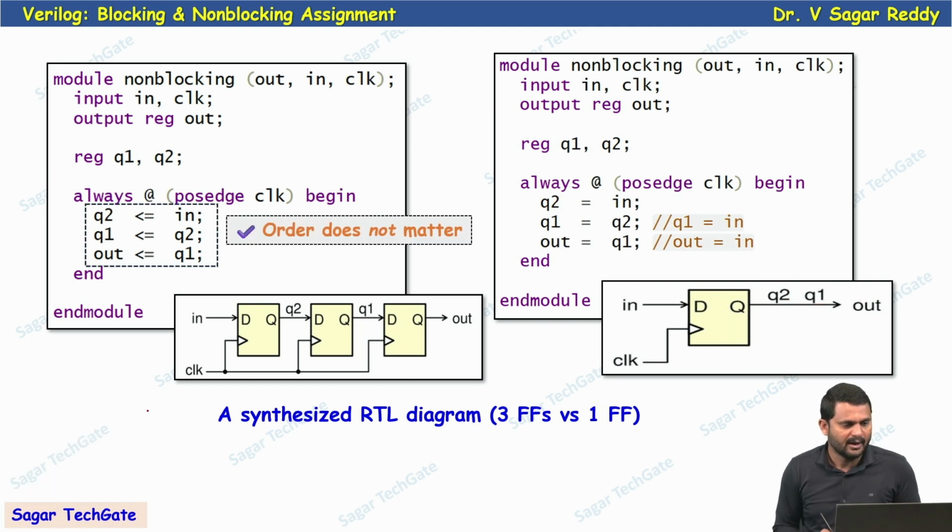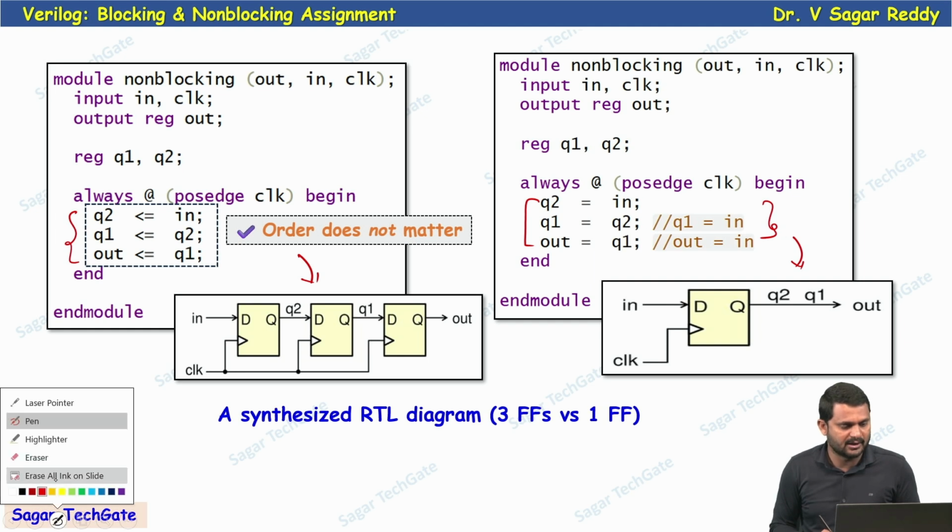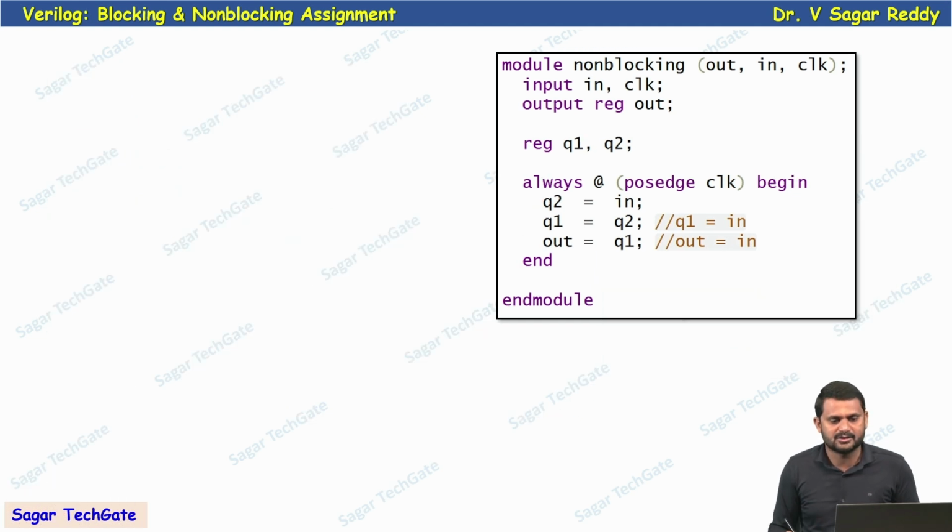See here, the order does not matter. You can write in any order. You can write Q1 equal to Q2 first. After that, Q2 less than or equal to in, or out less than or equal to Q1. You can change the order of these statements. It doesn't matter, we'll get the same output. It infer only 3 flip-flop. But if we change the order, okay, sometimes maybe it infer 2 flip-flops, sometimes maybe 3 flip-flop, maybe 1 flip-flop. Based on the order we'll get. Clear? So now we'll check that also. In the next example, now see the simple non-blocking statement.